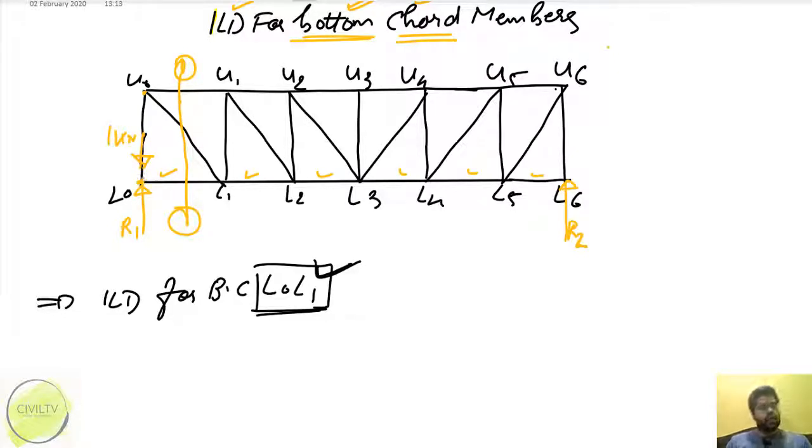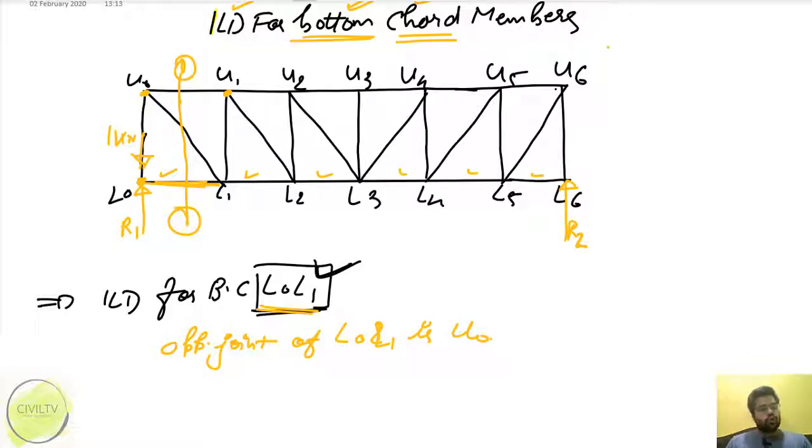So do you think, if I take a moment about this joint, just listen, I have to draw ILD for L0 and L1. What is the opposite joint? In the last lecture we have learned we have to consider the opposite joint, and with respect to that we have to take a moment and draw the influence line diagram, right? So for L0 and L1, U0 is the opposite joint. Okay, opposite joint of L0 and L1 is U0. Okay, U0 is in the same line of L0. U0 is in the same line of L0.